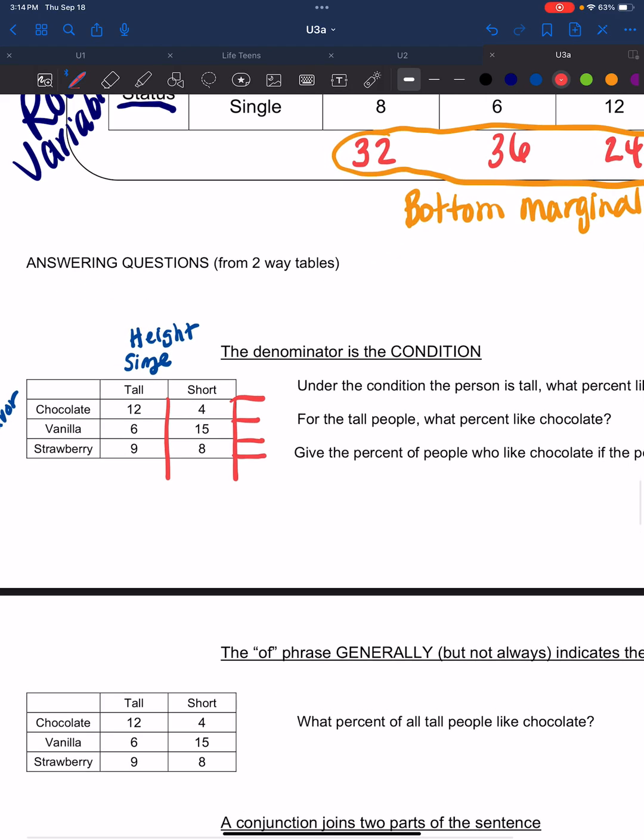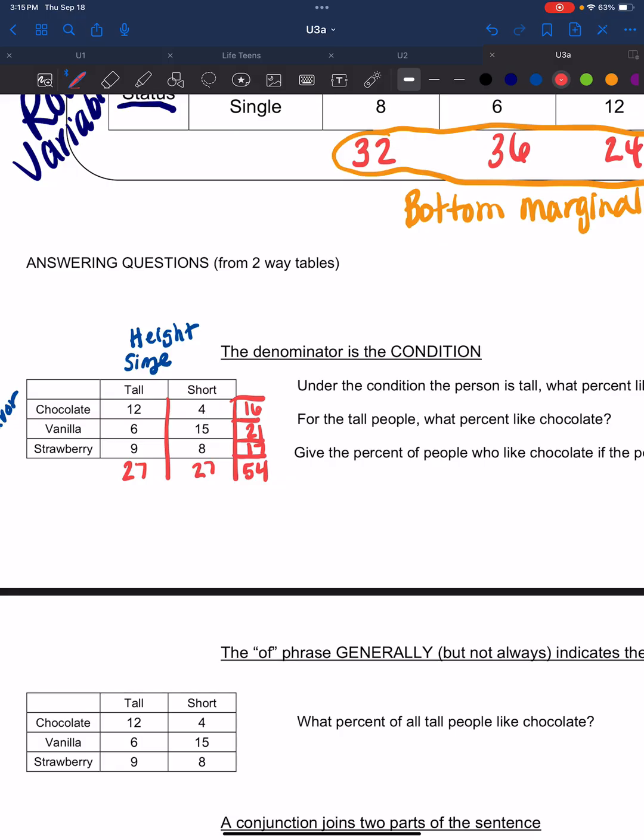So if we add these up, 12 plus 6 plus 9 is 27. So we have 27 tall people. 4 plus 15 plus 8 is 27. And so in total, we talked about 54 people. Or we could look at it a different way: how many people liked chocolate? Well, that would be 16. How many people liked vanilla? Vanilla is 21. And how many people like strawberry? 8 plus 8 is 16, and so one more, 17. So again, we could add those up, and that should add to 54 as well.